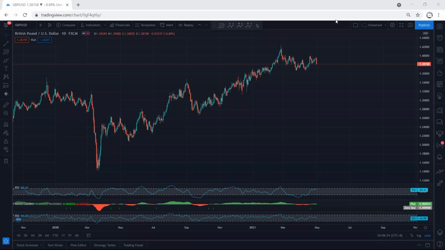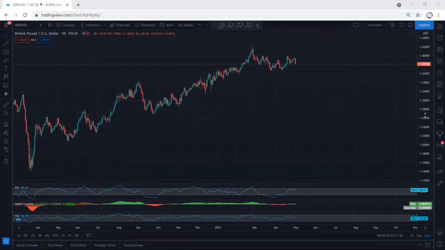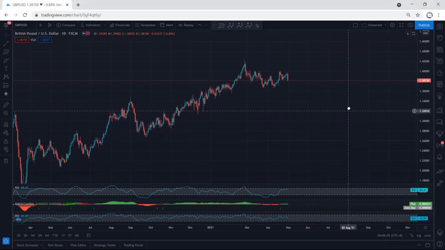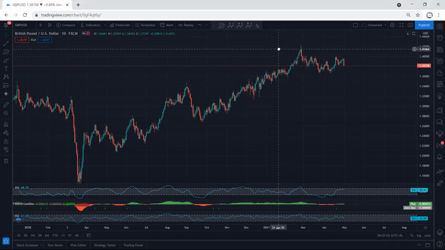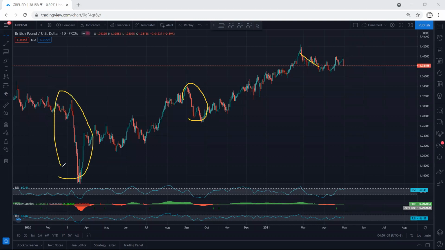GBP USD, we start with the daily chart. First of all, we know that since the price was within this move, we have been looking for the down move. The question was whether this one can be similar to what we have here or this. This is the question. Since the price was within this move, we are explaining even after the price drop.